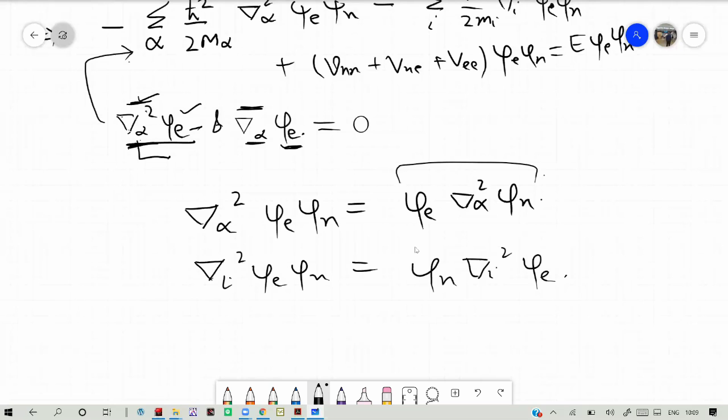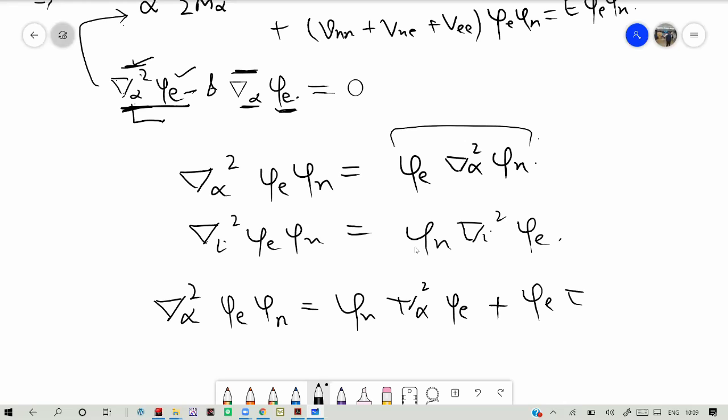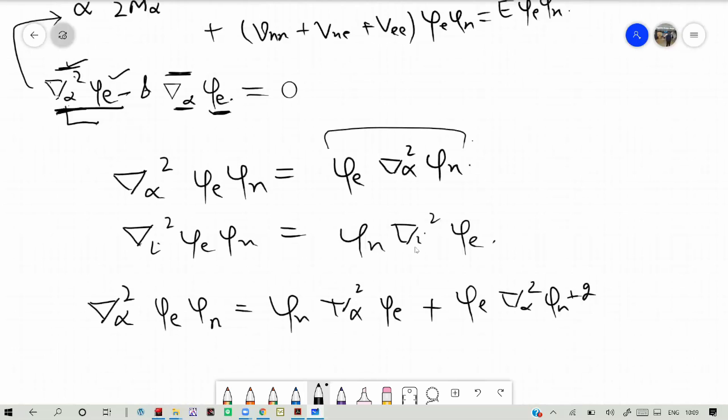And also, I don't know if you have seen this expression anywhere, del square alpha. I think you should have. Anywhere? Have you used this expression anywhere?